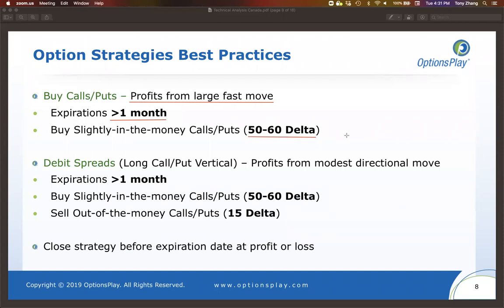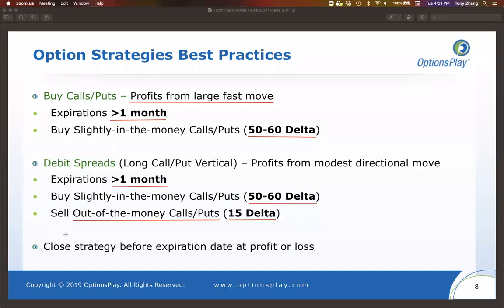When you're buying a debit spread, this is really the same thing. All you're doing is basically still buying that long call or put, which is that 1 month, 50 to 60 delta call or put. The only difference with the debit spread is now you're going to sell an out of the money call against the long call or put that you've purchased. So you're going to sell roughly that 15 delta call or put. So a pretty far out of the money call or put that will basically help offset the cost of the long call. It will reduce the amount of time decay that you have on the overall strategy. And now your stock does not require such a large move in order for the strategy to break even.